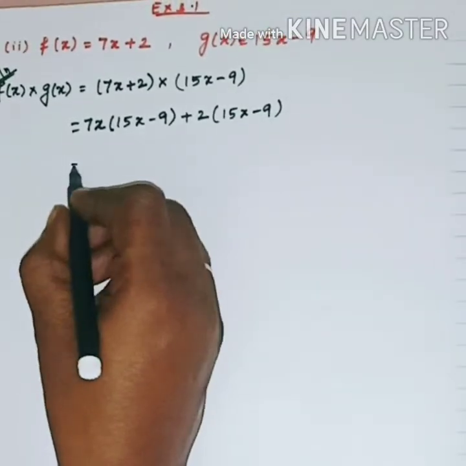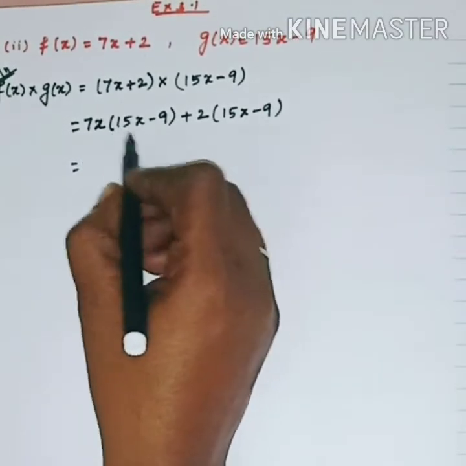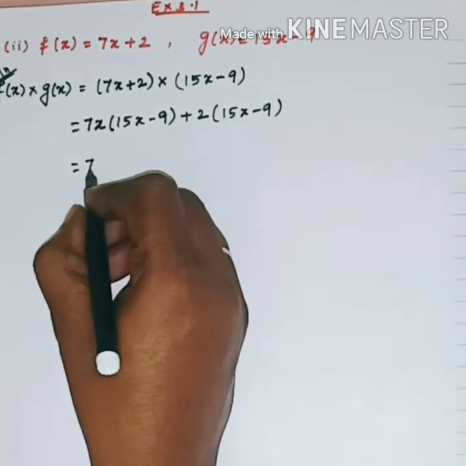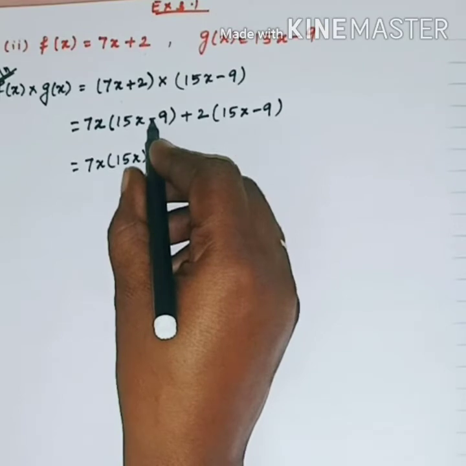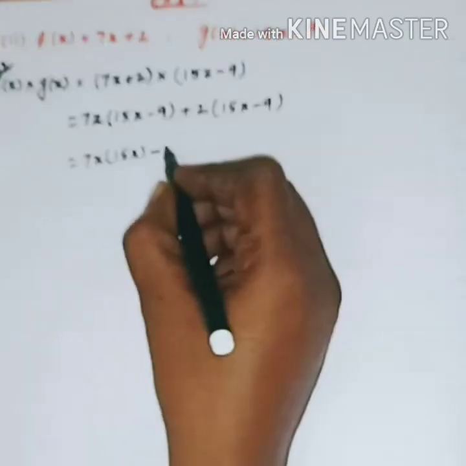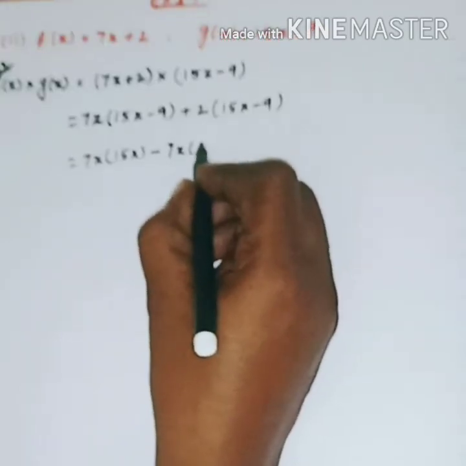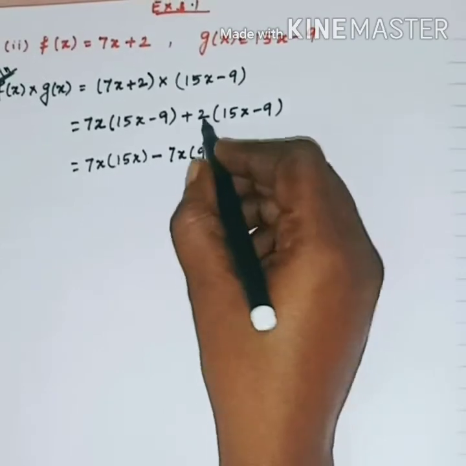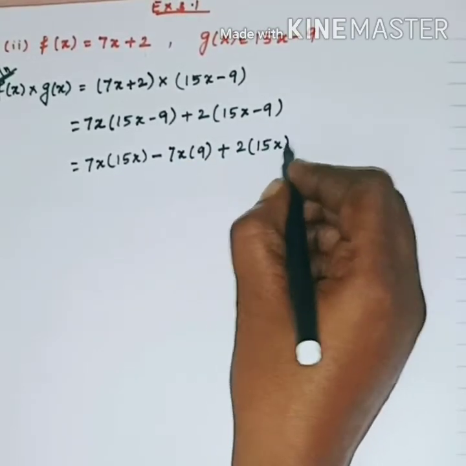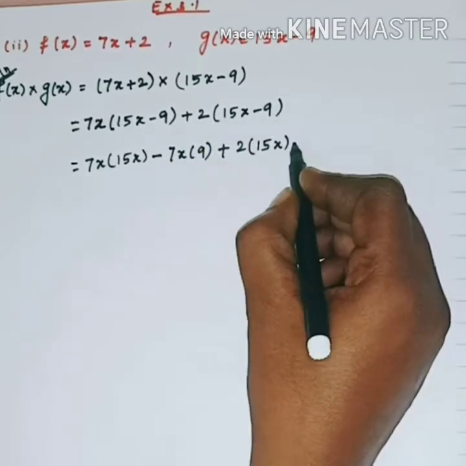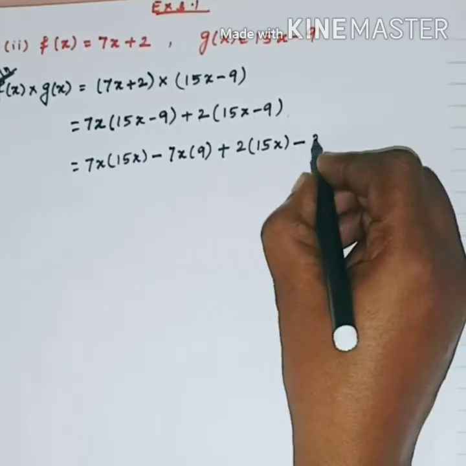First we have to multiply this 7x with this expression. So 7x into 15x. Here minus symbol we have, minus 7x into 9, and then plus 2 into 15x. So here plus into minus, minus 2 into 9.